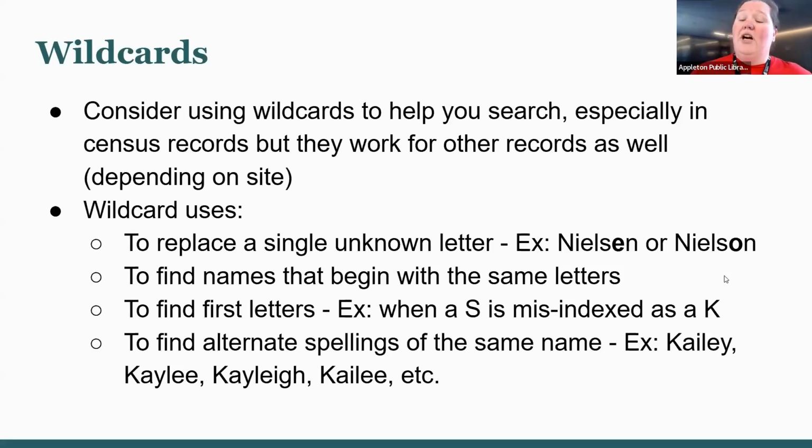You can also use a wildcard to find names that begin with the same letters. You can find first letters, so maybe it's an S that's misindexed as a K, for example. Or maybe there are alternative spellings of the same name. My niece's name is Kaylee. How many different ways are there to spell Kaylee? I just thought of 4 off the top of my head. There's probably more than that. People are getting creative with how they spell names. So you can use wildcards to get around that and not have to search all the different spellings of one name.